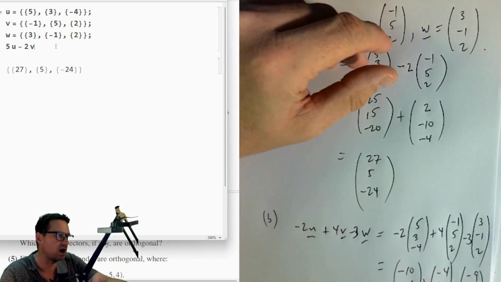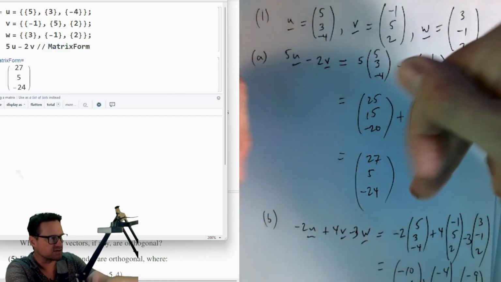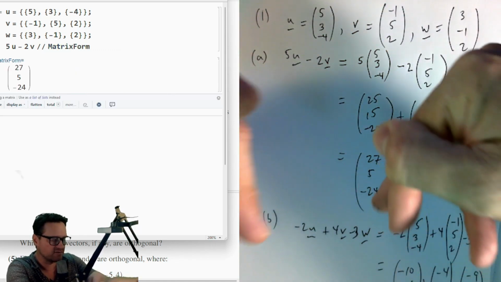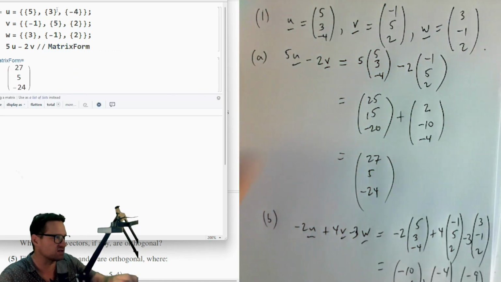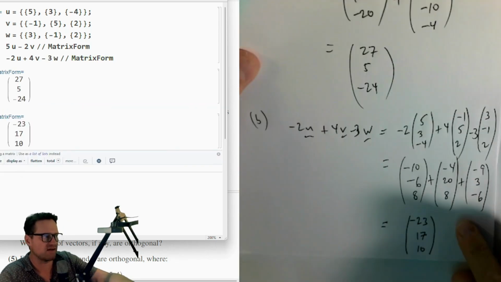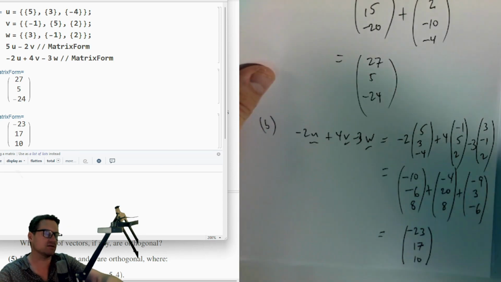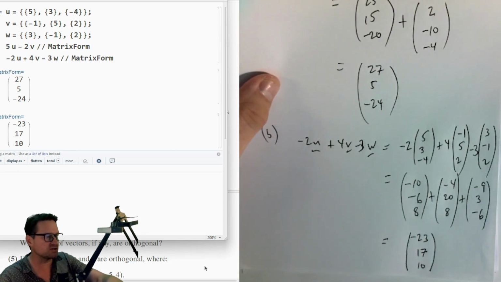But what I can do now is display this in this form, just like that. So 27, 5, -24. All right, so now let's do part B this way. Okay, let's press this. -23, 17, and 10. So just like we got here, doing that by hand. Okay, so let's move on now to question 2.